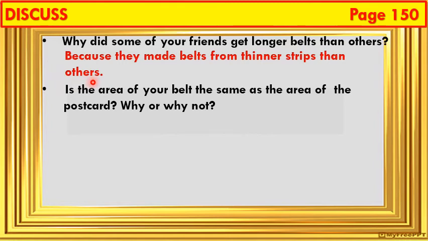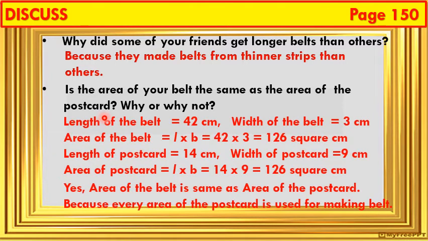Next question. Is the area of your belt the same as the area of the postcard? Why or why not? The length of the belt is 42 centimeter and the width of the belt is 3 centimeter, as we have calculated in the previous slides. So the area of the belt is length multiplied by breadth, that is 42 multiplied by 3, which gives us 126 square centimeter.